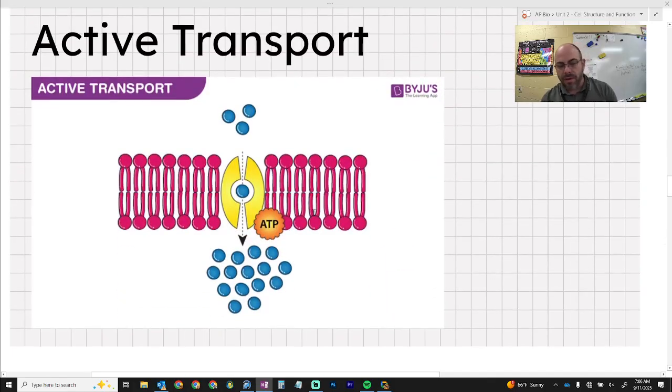Active transport, on the other hand, does require energy. It's an active thing. It's actively taking place. Energy in this case is typically ATP.